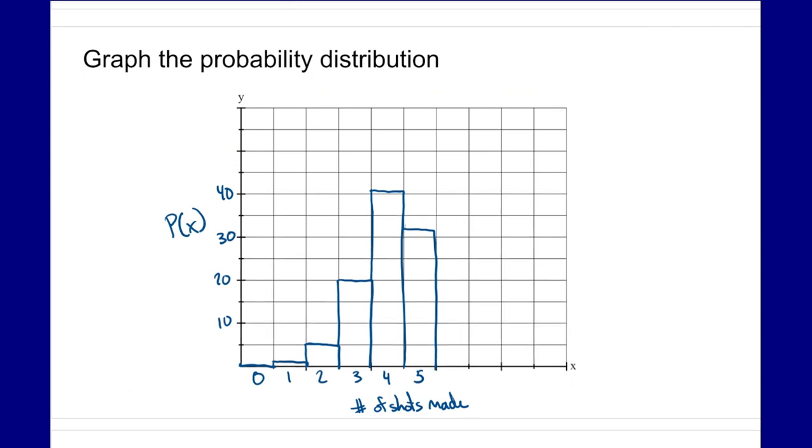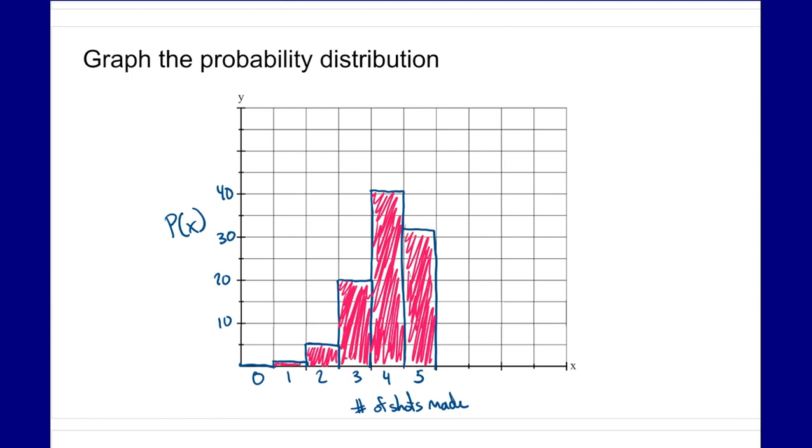So we can see how this probability distribution looks. We see that we're definitely geared more towards making almost all of the shots or the majority of the shots compared to missing, which makes sense given the probability. We had a high chance of making the shots, 80% chance of it going in. So that's what our probability distribution looks like graphically.